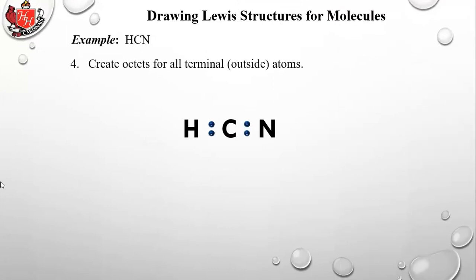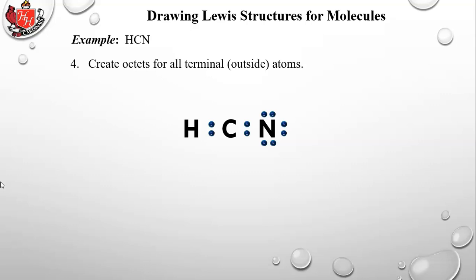Rule 4, create octets for all terminal outside atoms. Hydrogen already has an octet because it has 2 electrons. That's all hydrogen can hold. Nitrogen, however, we can go ahead and place the additional electrons around nitrogen. So nitrogen now has a full octet. So how many electrons have we used? We've used 10 electrons, and that's how many we have to work with.